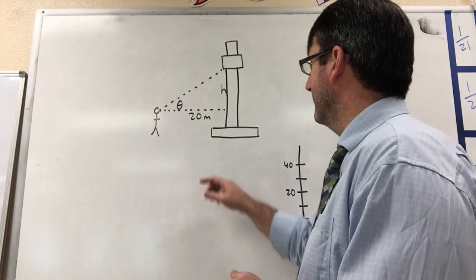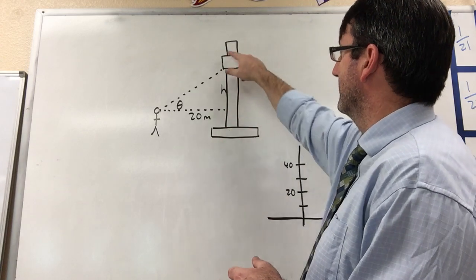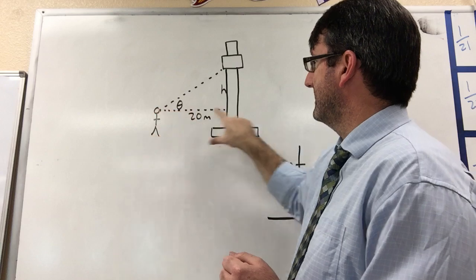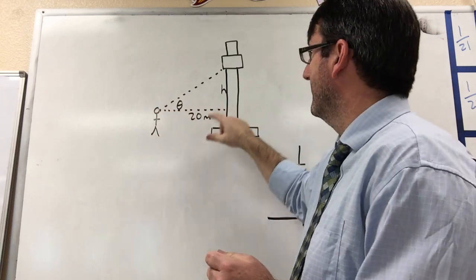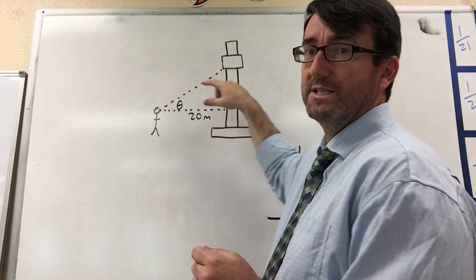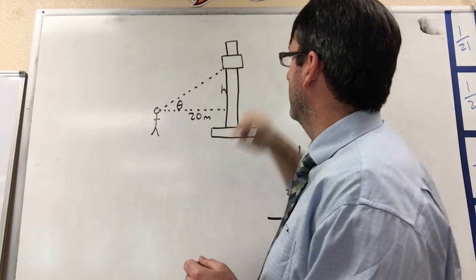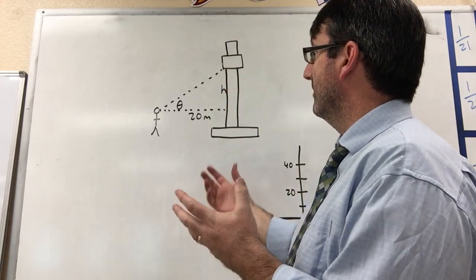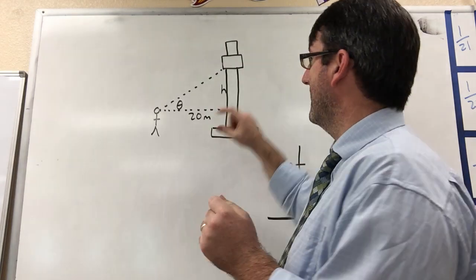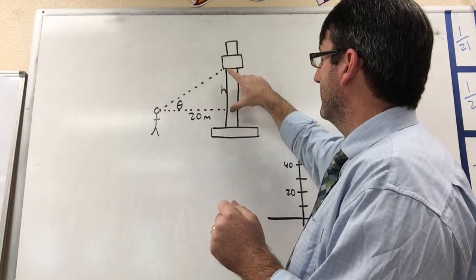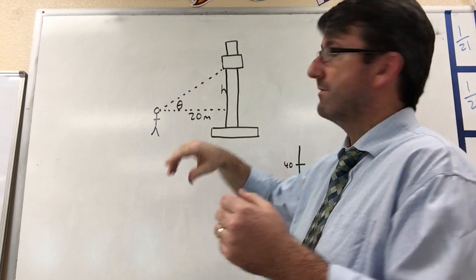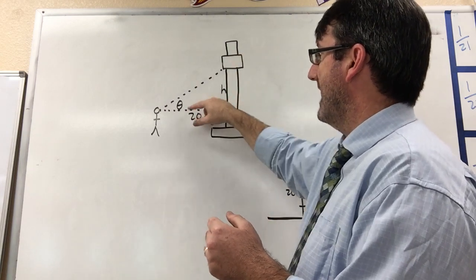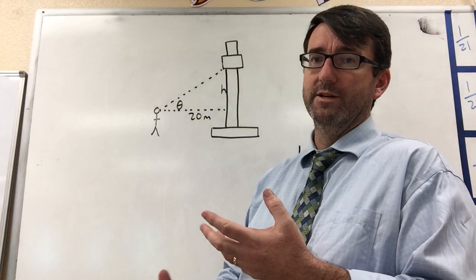So we've got a little drawing here. We've got this ride here. These are where all the passengers are. You've got this guy standing 20 meters away from the ride. He's looking up, watching as these passengers on this ride get shot up in the air. And what we're asked to do is find a formula for the height of this ride as this angle increases.